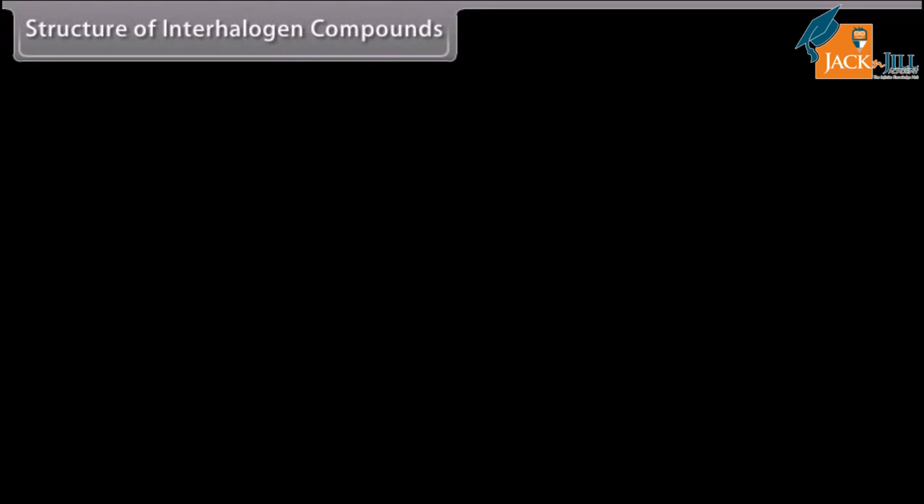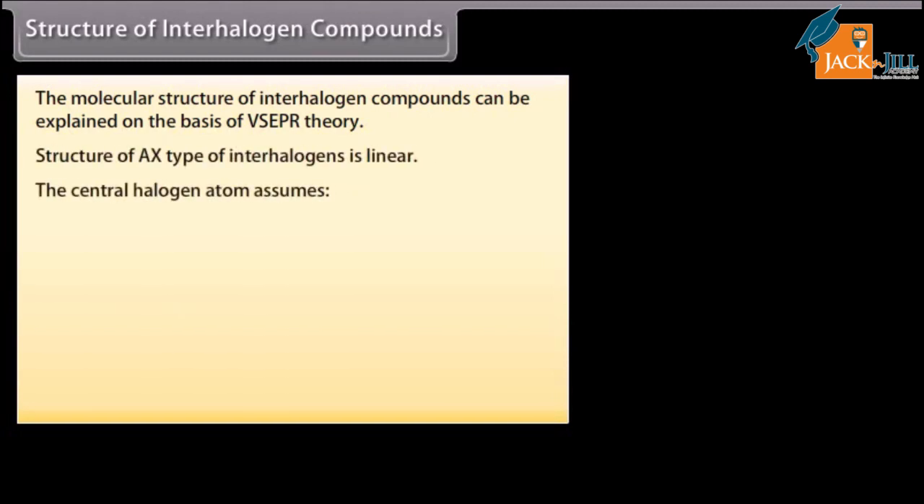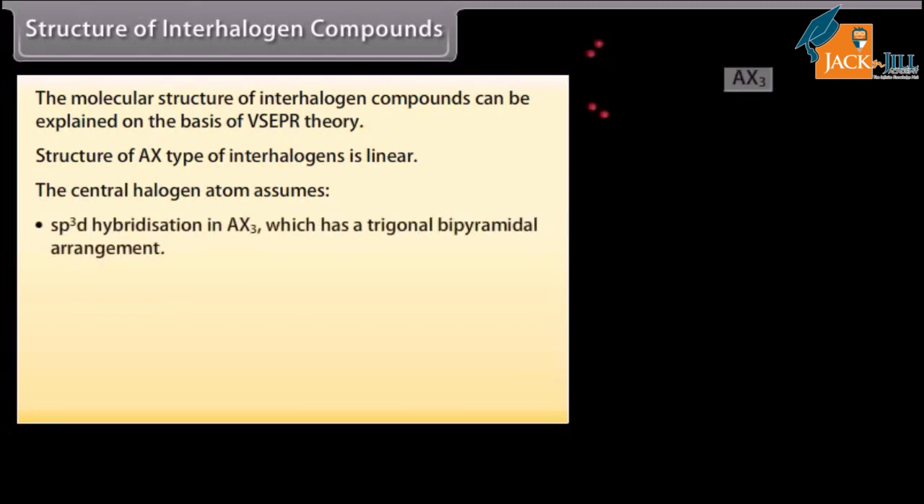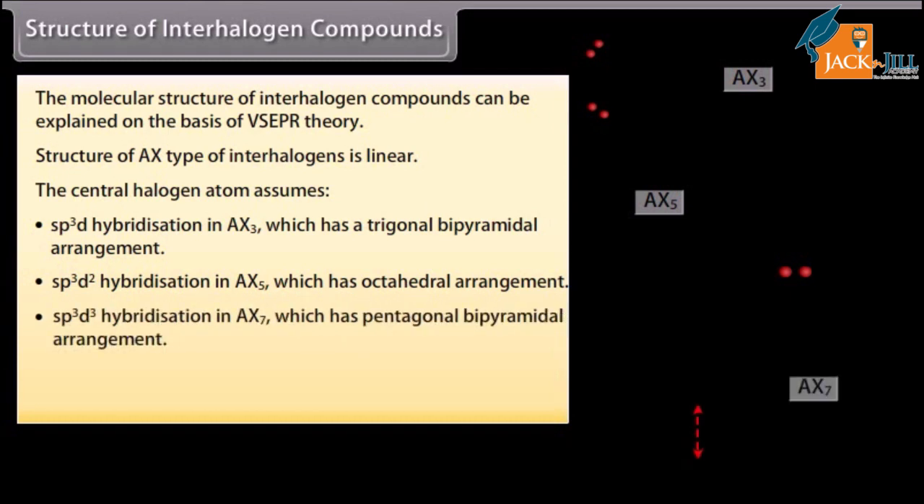Structure of interhalogen compounds. The molecular structure of interhalogen compounds can be explained on the basis of VSEPR theory. The structure of AX type of interhalogens is linear. The central halogen atom assumes sp3d hybridization in AX3, which has a trigonal bipyramidal arrangement; sp3d2 hybridization in AX5, which has an octahedral arrangement; and sp3d3 hybridization in AX7, which has a pentagonal bipyramidal arrangement.